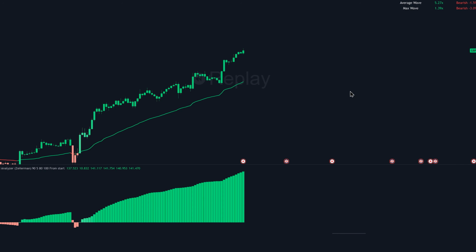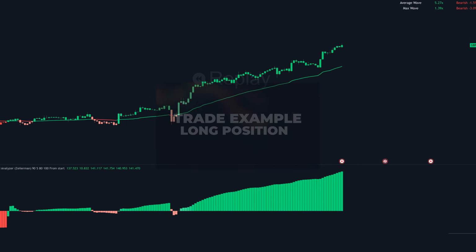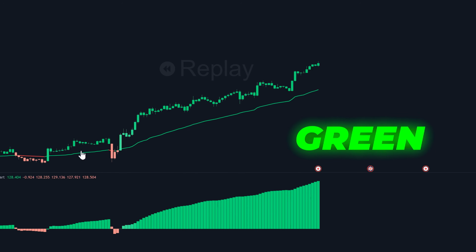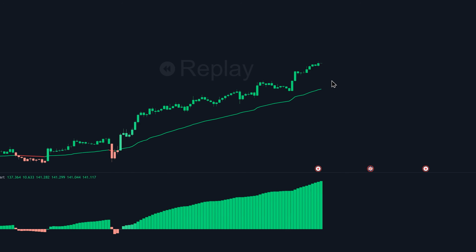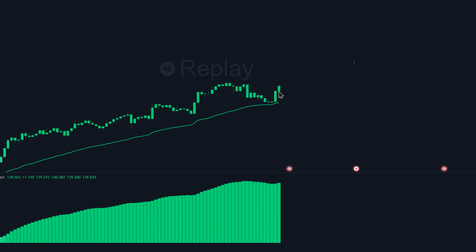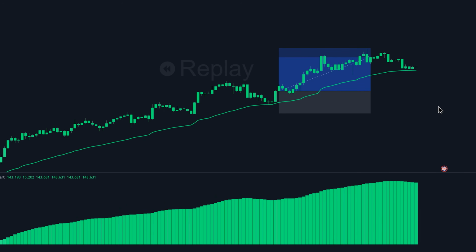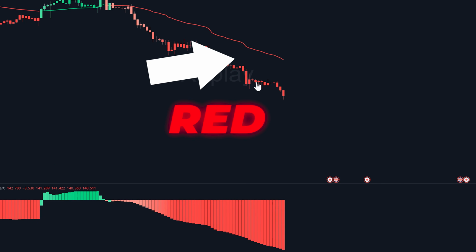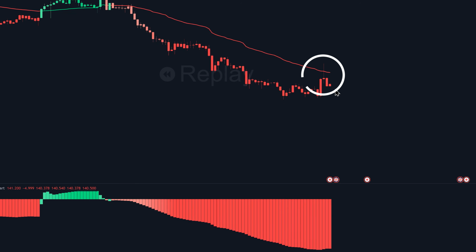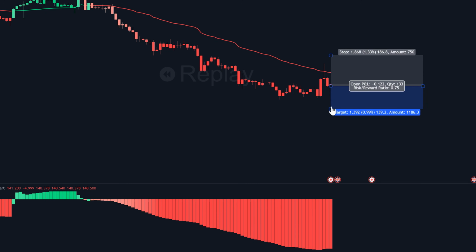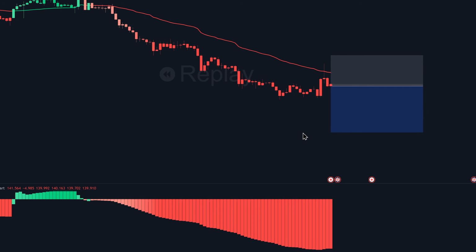But here's a key tip they often emphasize. Don't just jump in as soon as the color changes or price crosses. For a more precise entry, especially for a long position, you'd wait for the line to be green, price above it, and then for price to actually pull back to the line and show a clear rejection with a bullish candle, like a bounce. That line is acting as a kind of dynamic support. For short entries, it's the reverse. Red line, price below, wait for a rally up to the line from below, and then look for a bearish rejection candle. This approach can help you find some really specific entry points, potentially with tighter risk.